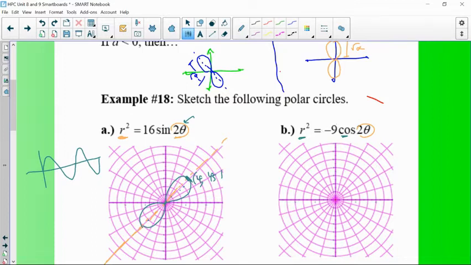Since it's negative, we go along the y, and we go out 3. That's the square root of 9. 1, 2, 3. 1, 2, 3. So we're on this axis, 3 and 3, and we just make a figure 8.